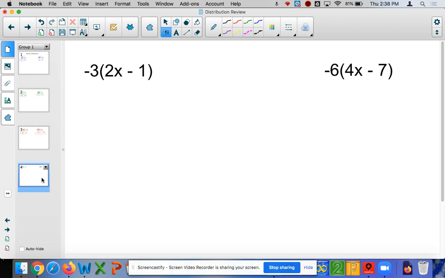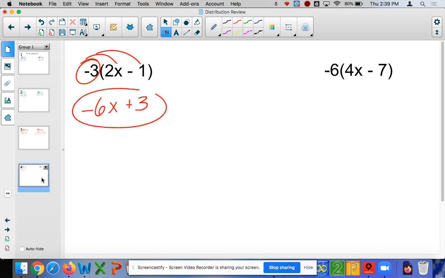Negative 3 times 2x minus 1. Here we got to be a little bit careful again. Negative 3 times both of those guys. Negative 3 times positive 2x, negative 6x. Negative 3 times a negative 1 now. That's a positive 3. Negative times a negative is a positive number. So in order to say positive 3, I have to say plus 3. Remember that. Negative times a negative is positive. Negative times a positive is a negative.